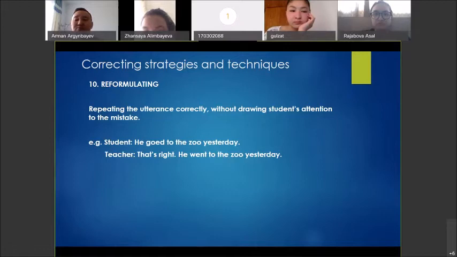But the teacher can paraphrase. "Oh, that's right. He went to the zoo yesterday." And the student knows, not "go," "went." And the student actually understands that he or she should say "went," right? So teachers use reformulating a lot, especially for fluency activities, speaking. You can use it as well.